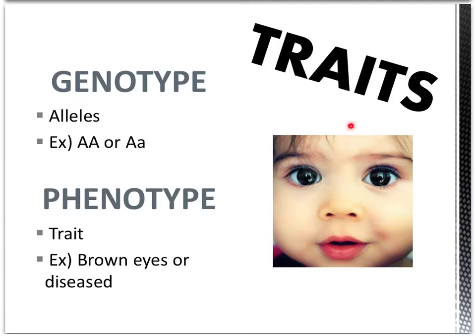For example, this cute baby over here has beautiful, beautiful eyes. Those beautiful eyes are a specific trait for this baby, and those blue eyes have a genotype which refers to the alleles or the forms of genes that the baby has. For example, it could be big A or big A, little a. The phenotype refers to the trait itself. For example, brown eyes or diseased. Clearly, this baby has beautiful eyes and it does not have any disease, but that's also an example.